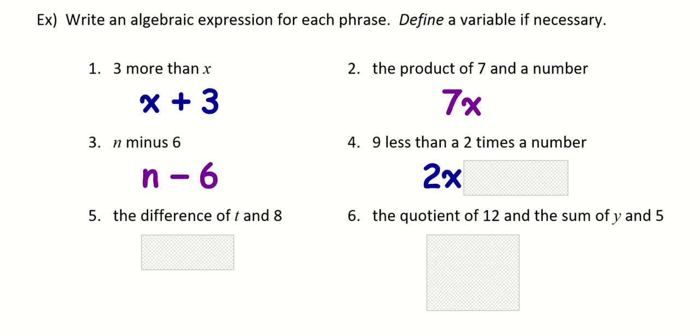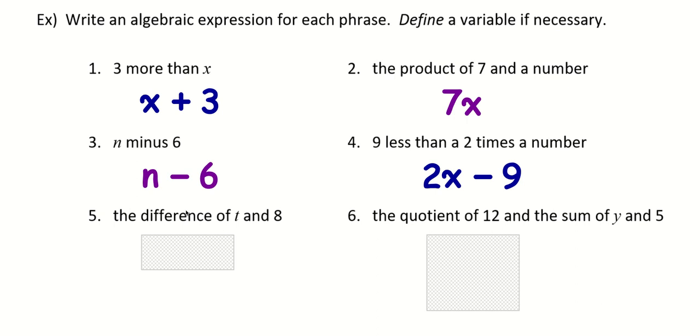Now think about it. Did you do 50 minus 9, or did you do 9 minus 50? Let me say that again. 9 less than 50. Do you do 9 minus 50 to get that? Or do you do 50 minus 9? Well, you do 50 minus 9. And remember, subtraction is not commutative. So writing this as 9 minus 2x is wrong.